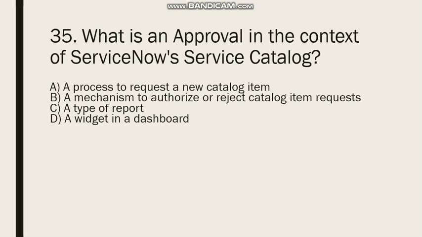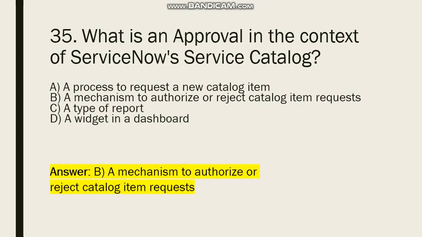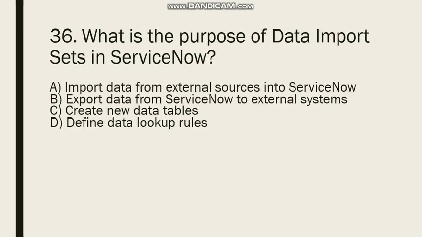35. What is an approval in the context of ServiceNow's service catalog? A. A process to request a new catalog item. B. A mechanism to authorize or reject catalog item requests. C. A type of report. D. A widget in a dashboard. Answer. B. A mechanism to authorize or reject catalog item requests.